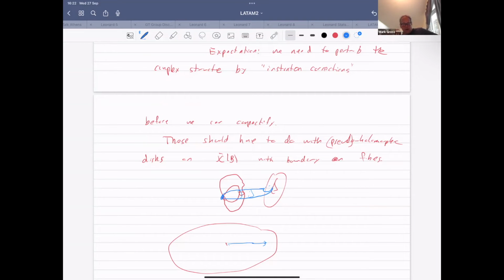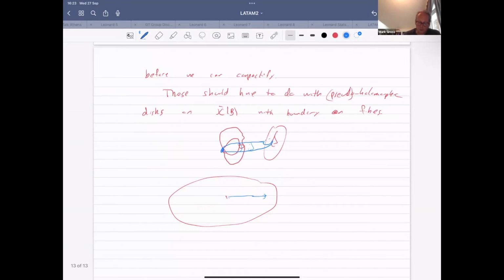So this is all very vague, the statement that somehow the complex structure on X of B needs to be corrected by something having to do with these holomorphic disks. But this idea was present already in some early work of Fukaya. So let me mention, Fukaya had a paper in 2001, in two dimensions, a heuristic of how to correct the complex structure.